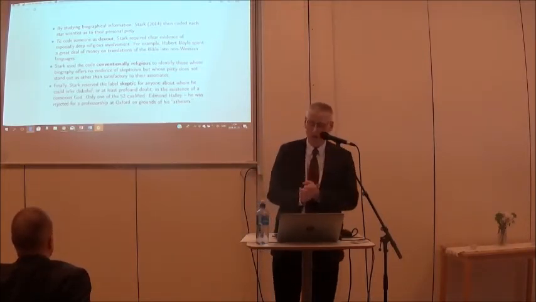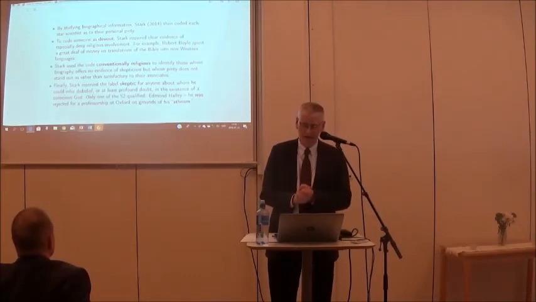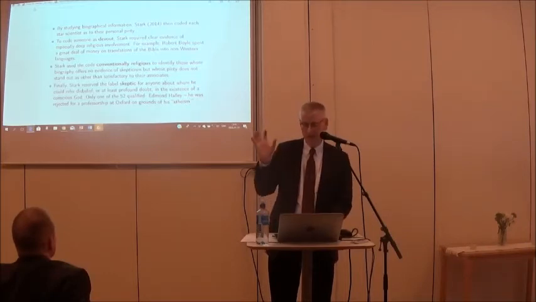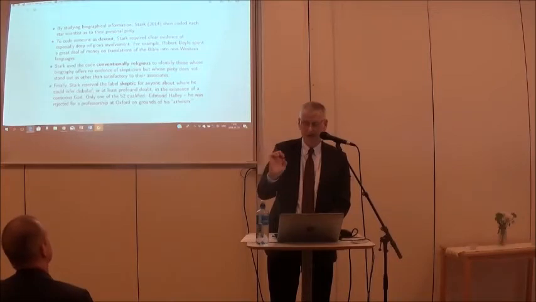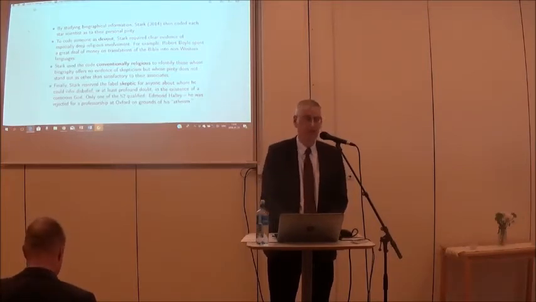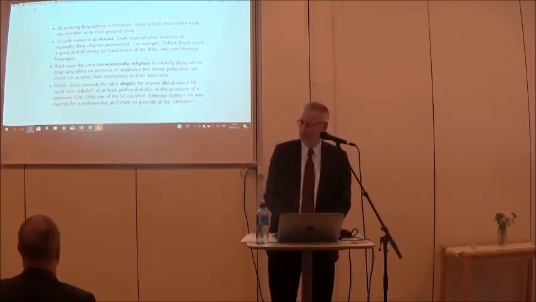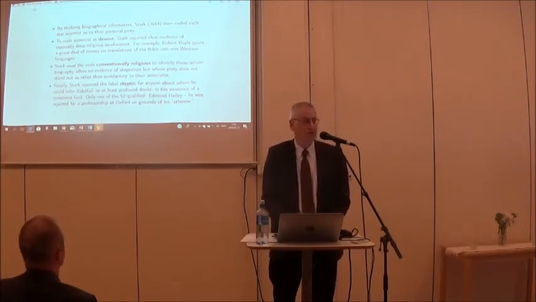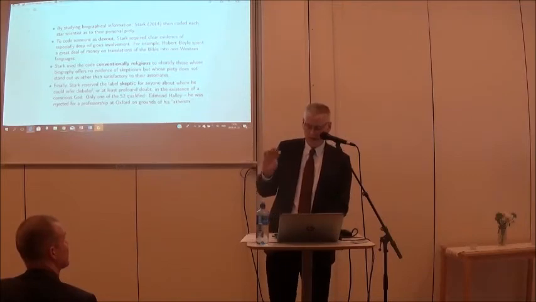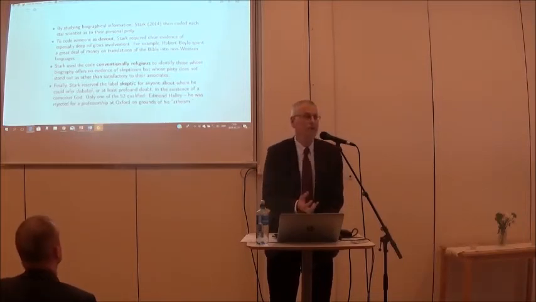To code someone as devout, Stark required clear evidence of especially deep religious involvement. For example, the great chemist Robert Boyle spent a great deal of money on translations of the Bible into non-Western languages. So you'd say, oh, that's a devout person. Stark used the code conventionally religious to identify those whose biography offers no evidence of skepticism, but whose piety does not stand out as other than satisfactory to their associates. And finally, he reserves the label skeptic for anyone about whom he could infer disbelief or at least profound doubt in the existence of a conscious God.